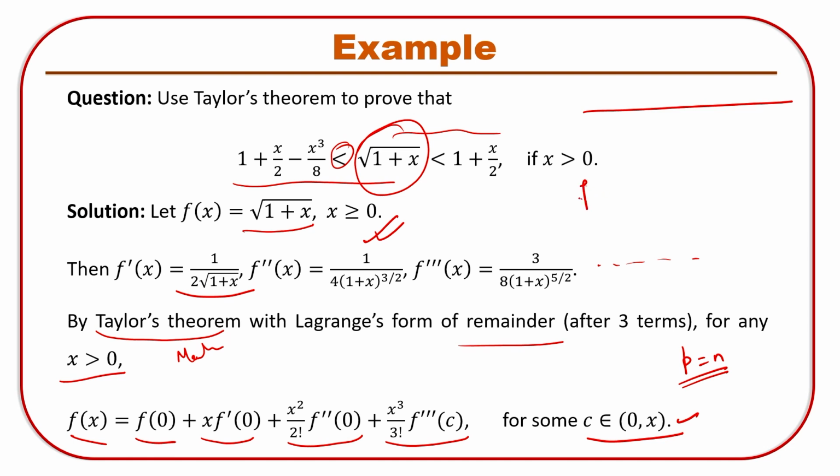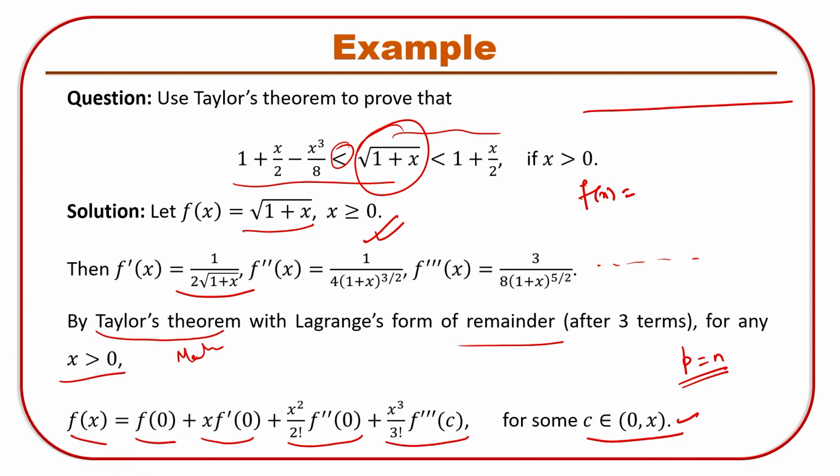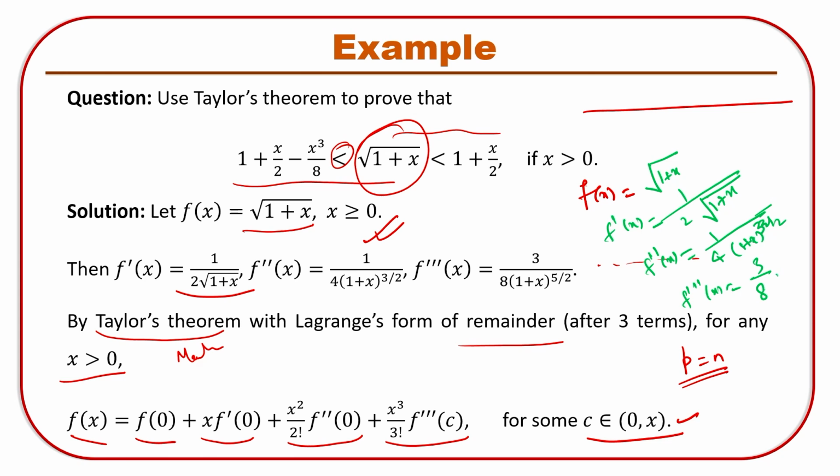If I put f of x as the square root of 1 plus x, then f dash of x can be calculated as 1 by twice the square root of 1 plus x. Similarly, f double dash of x is 1 divided by 4 into 1 plus x to the power 3 by 2, and f triple dash of x is 3 by 8 into 1 plus x to the power 5 by 2, and so on.